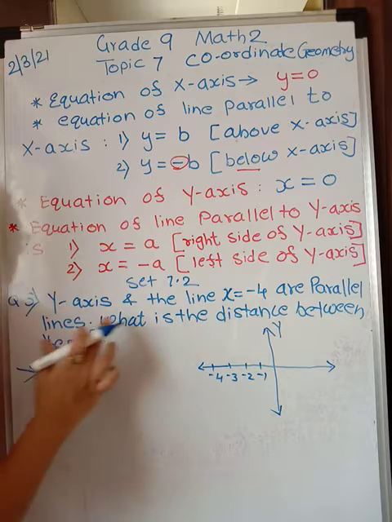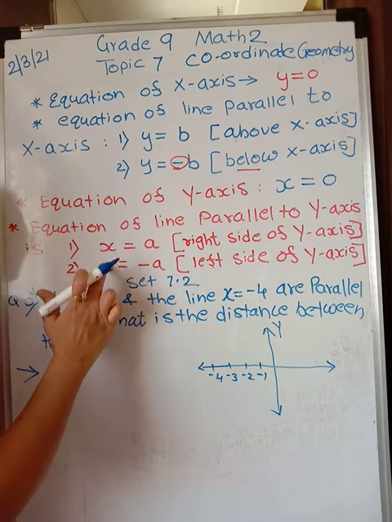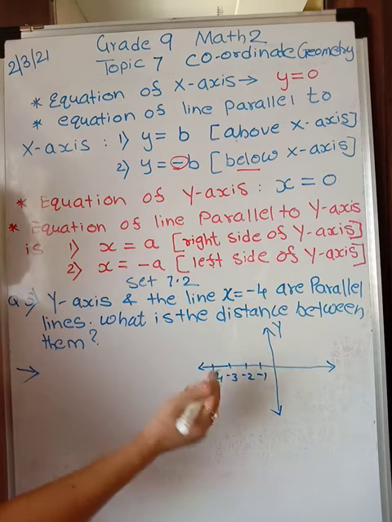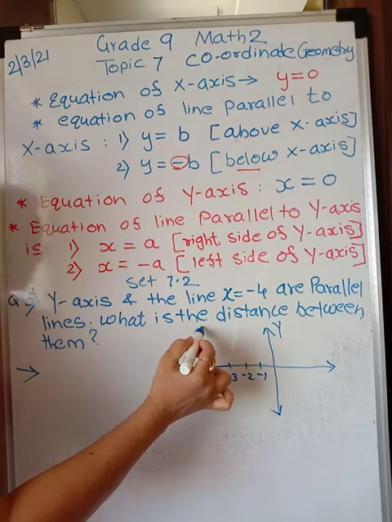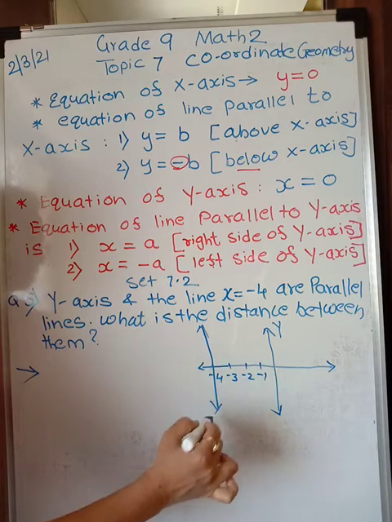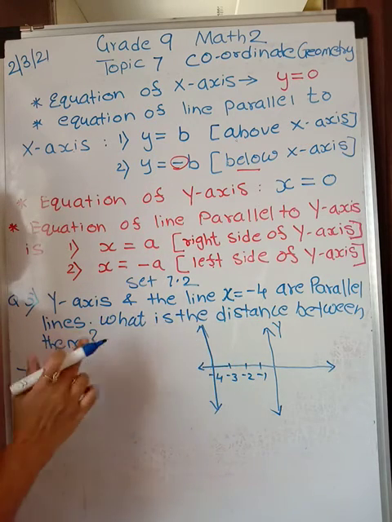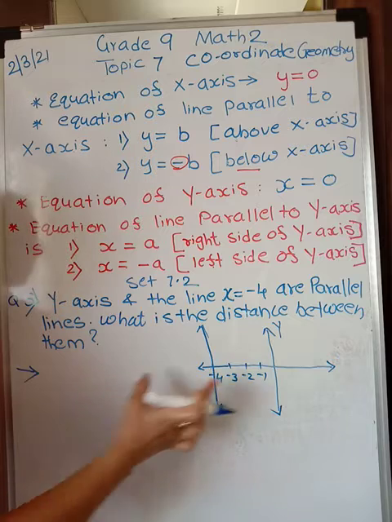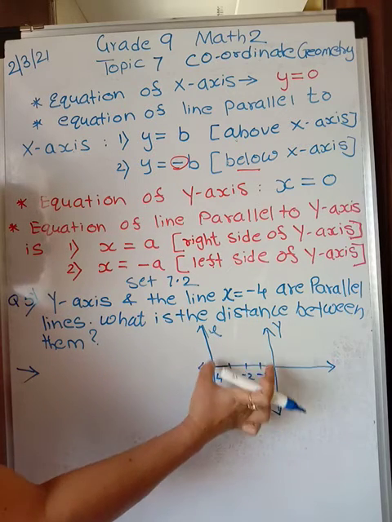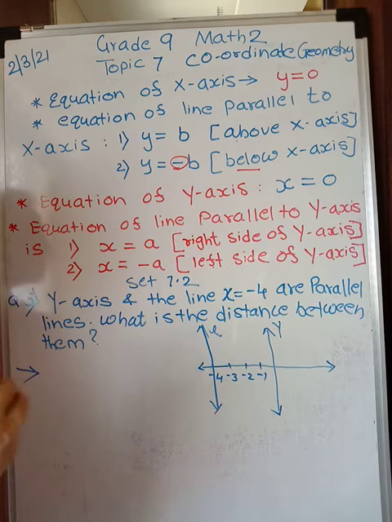Now see, x is equal to minus 4. That means it is in this form. The line is always parallel to the y-axis. Let us draw. x is equal to minus 4 means the line is going to pass through minus 4 like this. This is the required line. The question is, what is the distance between them? This line is L. What is the distance between them? It is 4 units. Distance is never negative.